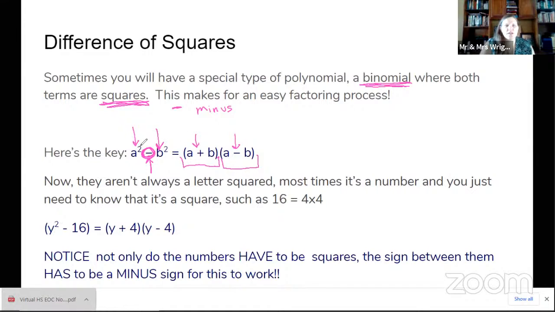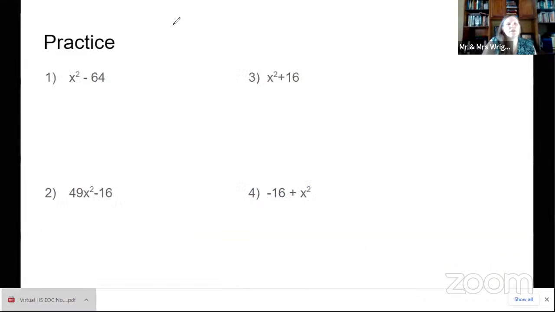So it's not always letters. Like here we have a squared minus b squared is a plus b times a minus b. Well, that was easy enough. A lot of times you'll have numbers instead of letters, or even a letter with a number in front of it. So in this case, you have y squared minus 16. Well, the square root of y squared is y, and the square root of 16 is 4. And we have the minus sign right here. So this is y plus 4 times y minus 4. All right, called difference of squares. So it's pretty easy. So we're going to go ahead and start practicing some of this.